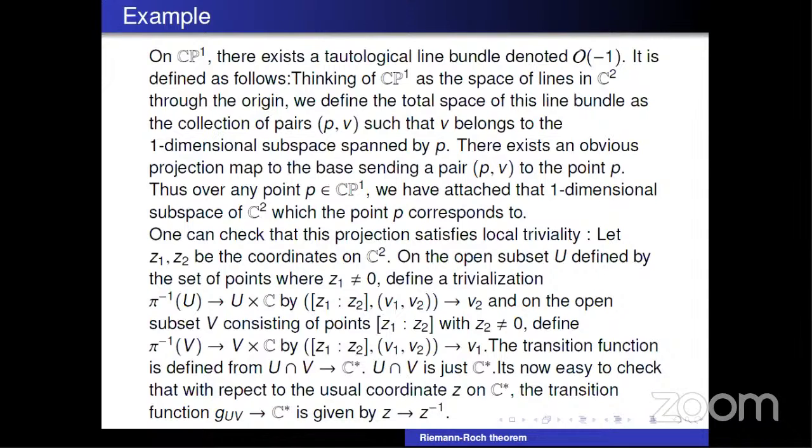Yeah, I hope, more importantly, the construction of the line bundle is clear. Checking local triviality is not difficult. For every point on CP1, you are attaching that one-dimensional vector space which this point in CP1 corresponds to. That's all. And then its local triviality is not difficult to check.